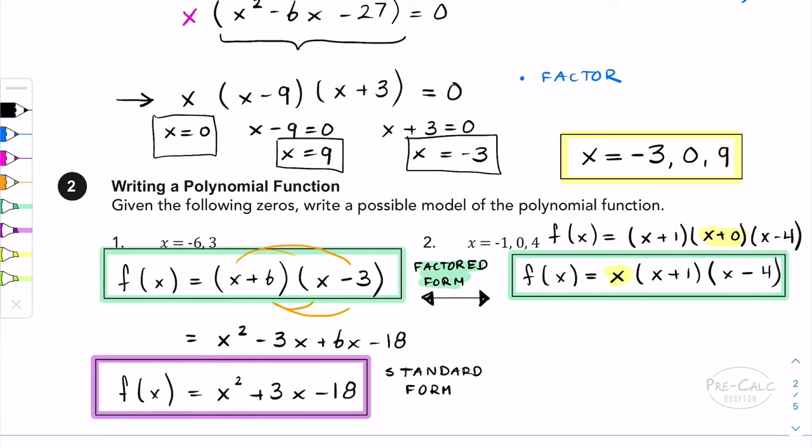If we multiply this out into standard form, you multiply two factors at a time. We're going to start by multiplying these first two factors together. That's going to give us x squared plus x, and we're multiplying this by x minus 4. Here's where you distribute.